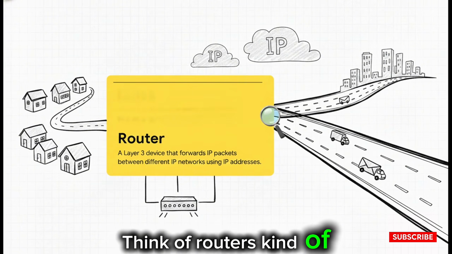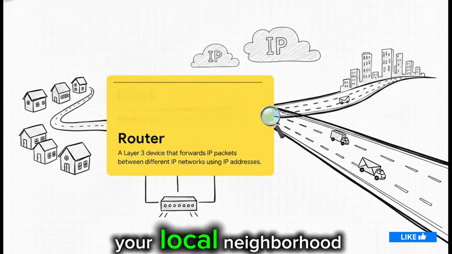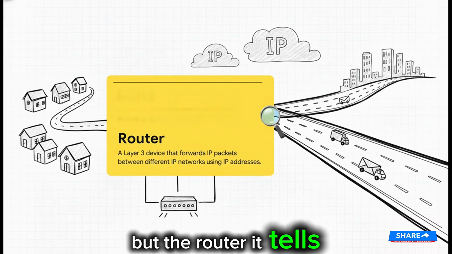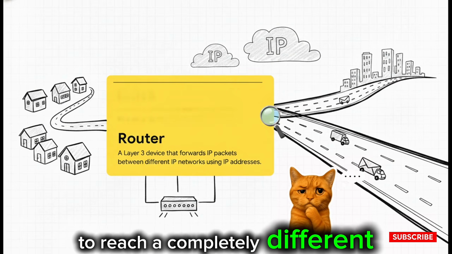Think of routers kind of like the Postal Service. The switch handles moving traffic around inside your local neighborhood, but the router, it tells that traffic how to leave your neighborhood and travel across the highways to reach a completely different city.